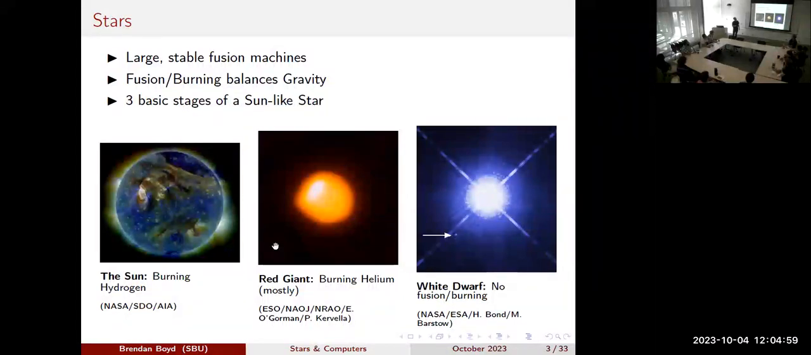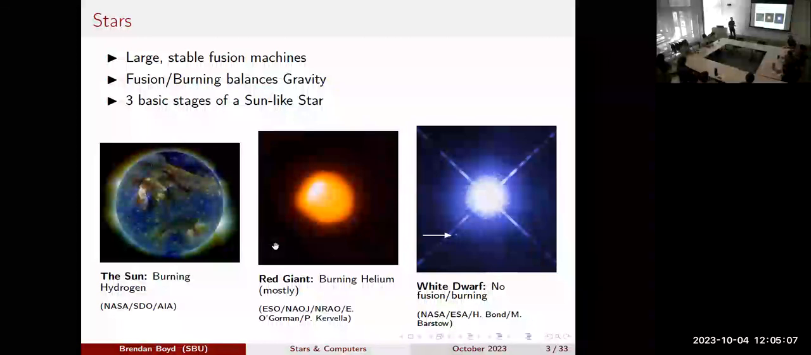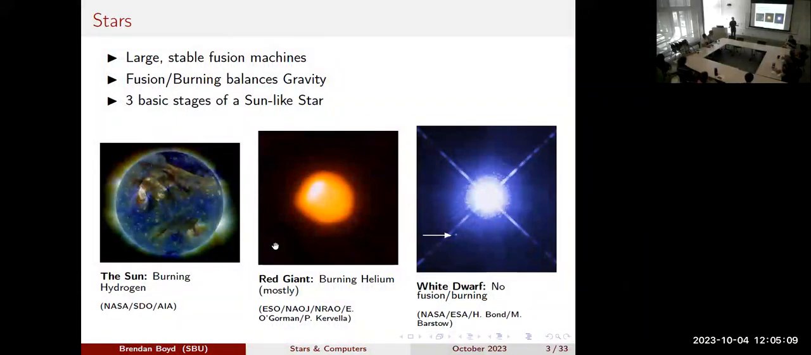So a brief oversimplification of a star's life. We start with the sun. It's just burning hydrogen. That's what happens most of the time. But eventually we're going to run out of hydrogen. So after we're out of hydrogen, we have helium. And we have this red giant phase where for the most part, it's burning helium, again keeping it away from collapse. But some funky stuff does go on there.